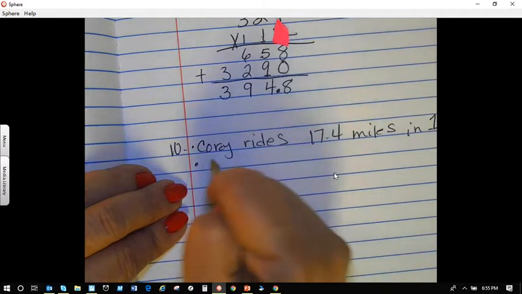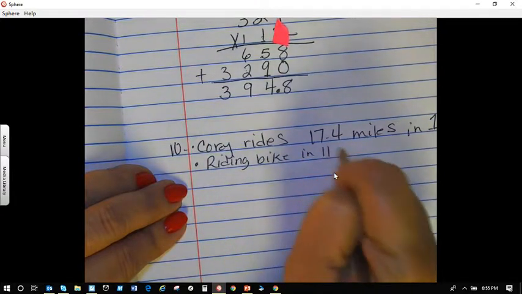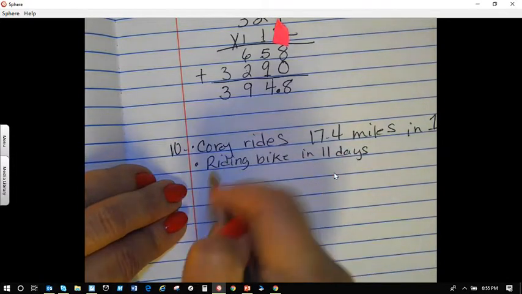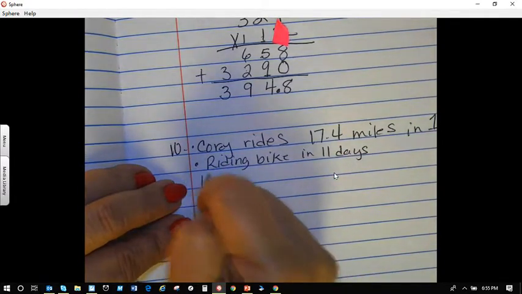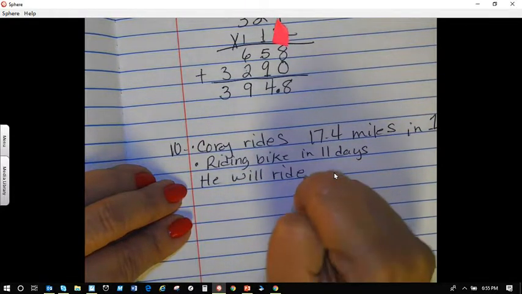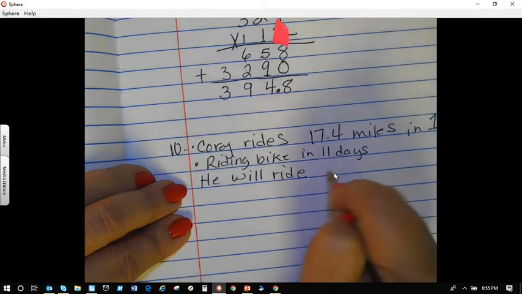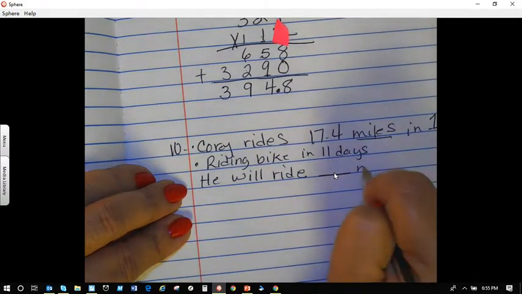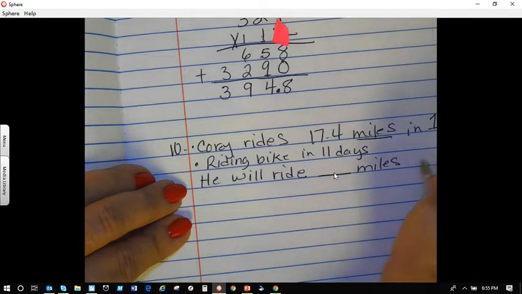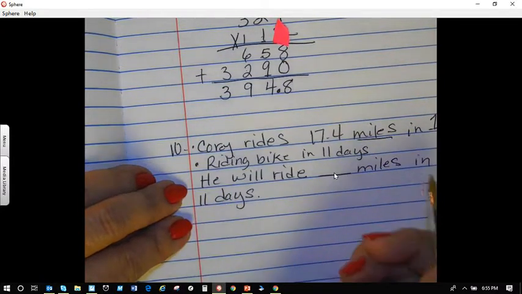So we're looking at riding bike in 11 days. So I need to rephrase that question. He will ride blank miles, because we're looking at miles, is my unit of measure, blank miles in 11 days, because he's going to ride the same amount, 1 hour each day.